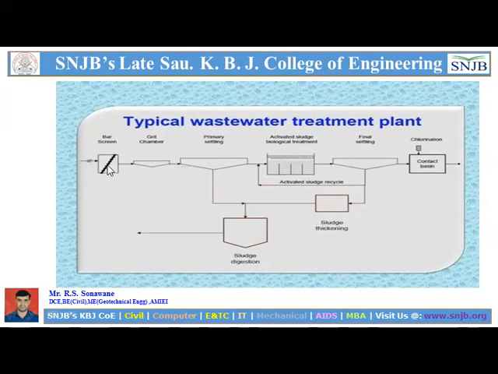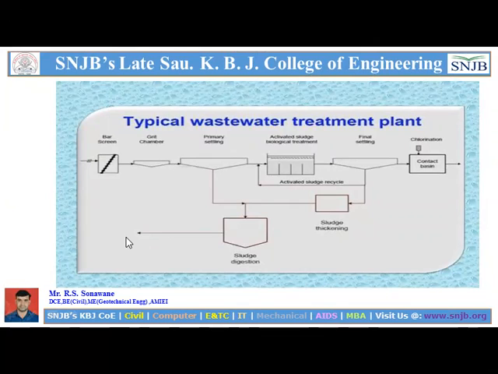That means the wastewater came into the plant. First, it goes through the bar screen. Then it goes into the grit chamber. After the grit chamber, it goes into the primary settling tank. Then the activated sludge biological treatment plant. Then final settling, and the last one is a chlorination dose, that is a tertiary treatment. From the primary settling tank, the sludge goes to sludge digestion, and the final settling sludge goes to sludge thickening. After that it goes into sludge digestion, and this sludge can be used for agricultural purposes.